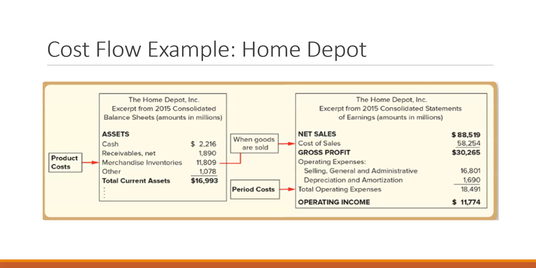This is an example of our cost flow. So as we saw, product costs end up in inventory. So they move from inventory on the balance sheet to cost of sales or cost of goods sold on the income statement. Period costs are those other expenses that don't end up in our inventory account.